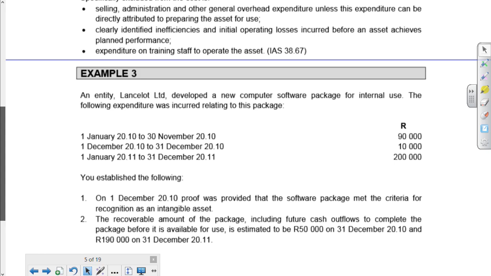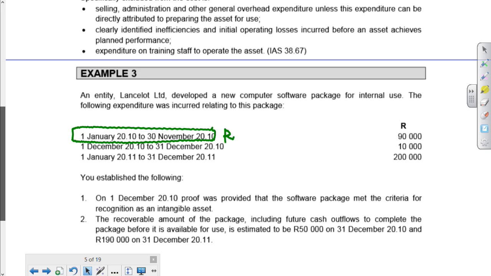Yes, I can. Is it non-physical, intangible? Yes, it is. And this is the expenditure that was incurred, January to November, and then 1 December to 31 December, and then the next year, January to December. So it was done over 2 years. It says, on the 1st of December 2010, proof was provided that the software met the criteria to be recognized as an intangible asset. So what it means is that for the period up to the end of November, it's research, and then from 1 December, it's development.